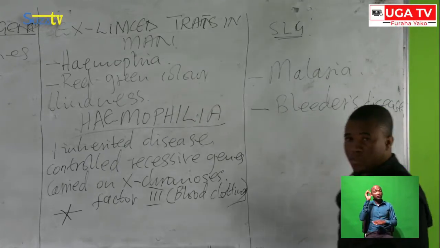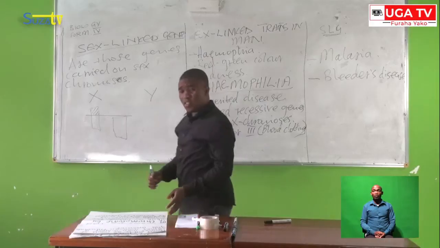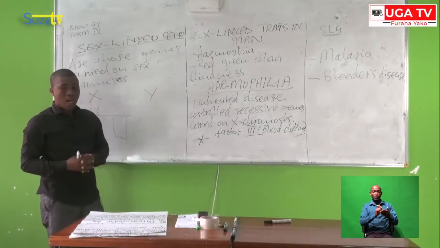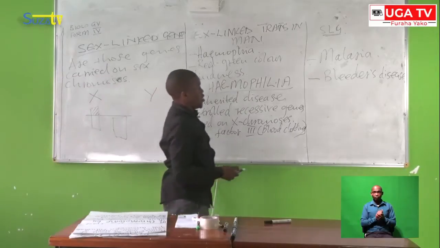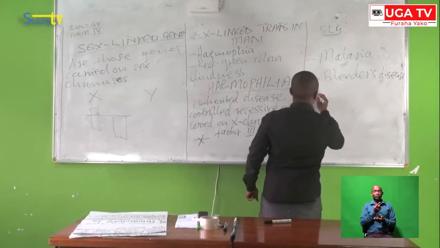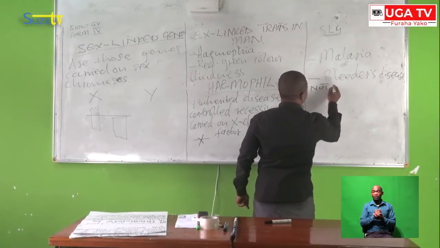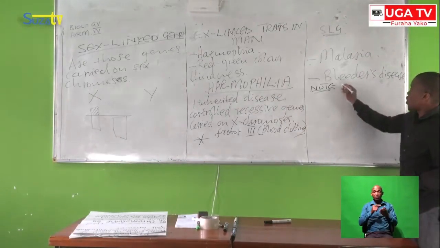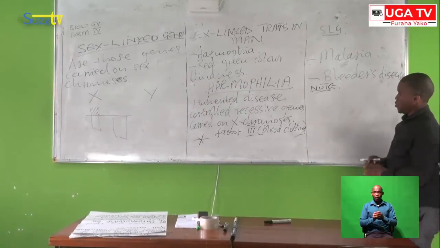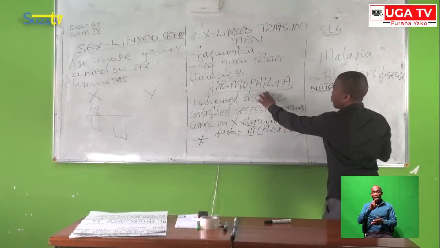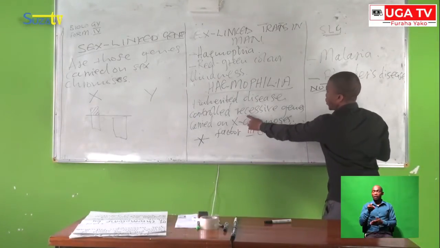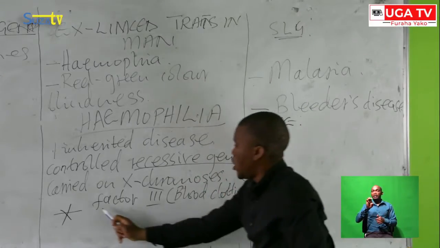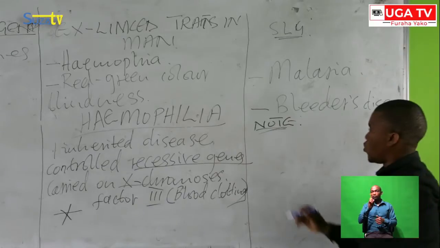Are we together, class? So make sure that you note these aspects. Let us take an example, or before doing an example, let us take a note first. As we said, hemophilia is mostly controlled by a recessive gene and carried on an X chromosome.